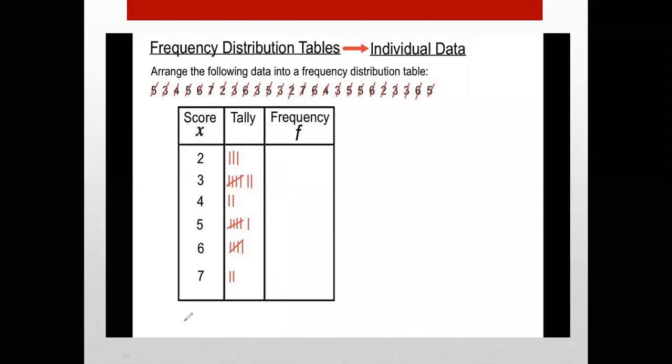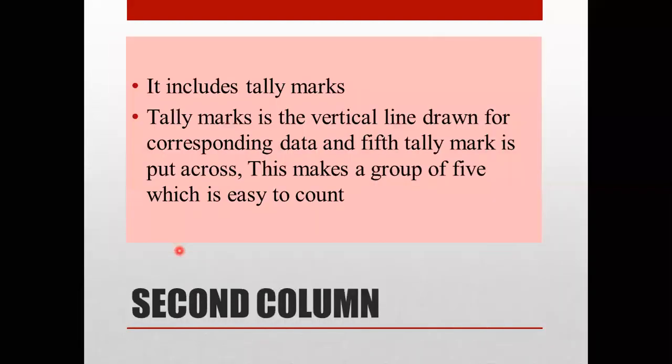So we'll go to the next slide where we were on the tally marks, for you to understand the meaning of tally mark. Here you can see tally marks is the vertical line, how I am drawing it for the corresponding data, and the fifth tally mark you put across. So you can strike it. Whether to start from right to left or left to right is not important. Just strike it off. Left to right is also correct, right to left is also correct. So striking out is important. You just have to strike one line across. This makes a group of 5, which is easy to count. So you know that it's a group of 5.